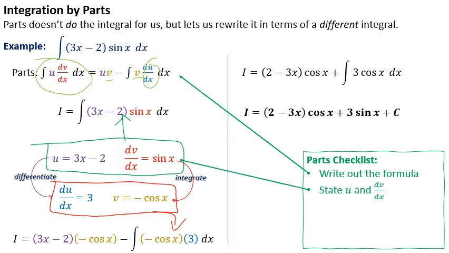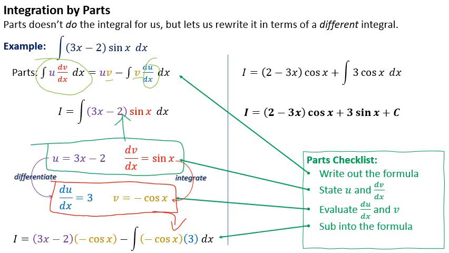The next thing you do is you state the values of u and dv by dx. So you look at the original integral and you choose which of the two terms is going to be u and which of them is going to be dv by dx. This also determines which one will be differentiated and which one will be integrated to form the new integral that you're producing. Then we evaluate du by dx and v. In other words, we apply that differentiation step and the integration step with each of the two separate functions in order to generate all of the terms we need to substitute into the formula.